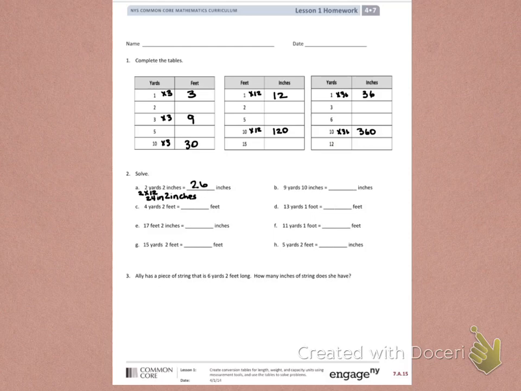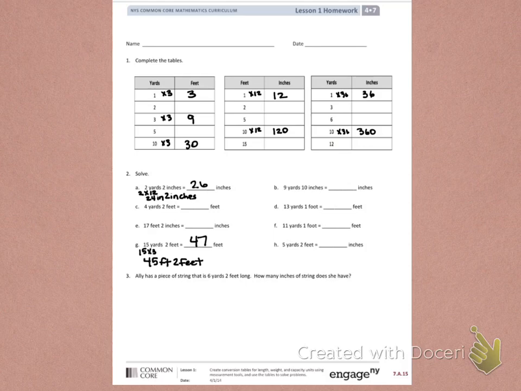Let's go look at letter G. 15 yards, 2 feet, and we're trying to convert this to feet. So if we look at our charts, 15 yards converted to feet, for 1 yard, there's 3 feet. So our multiplier is 3. So for 15 yards, I end up with 45 feet. But I still had my 2 feet. Like units, we can add those together, and we get 47 feet.